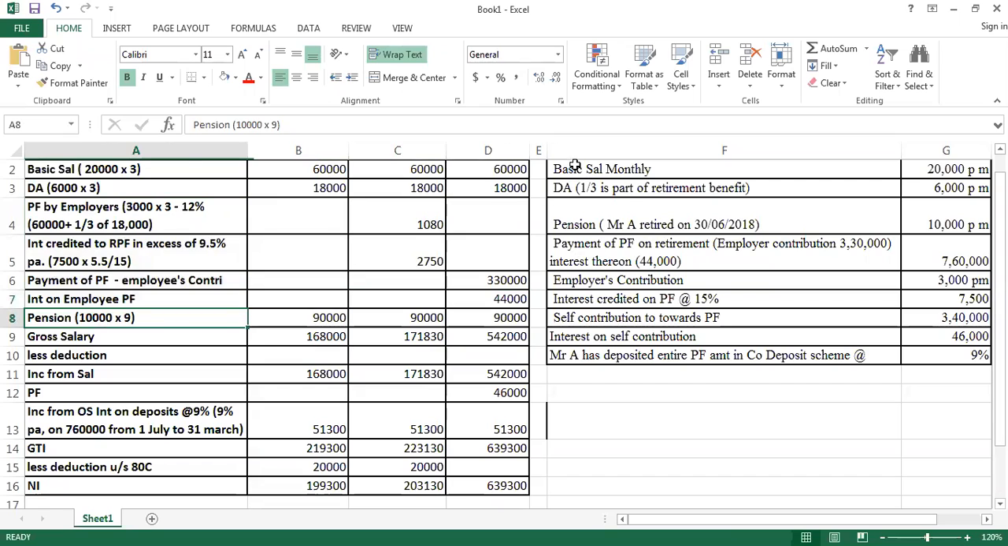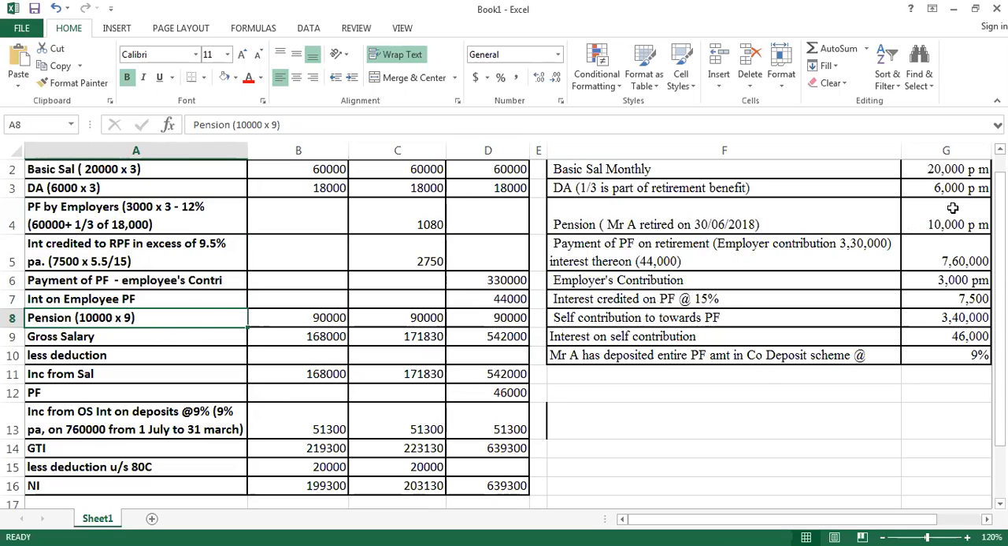So what is left out? We have taken basic salary and DA; pension is what we have left out. We have completed this part, so all these parts are clear. Self contribution comes under deductions. Apart from that, there is only one thing left, that is pension.